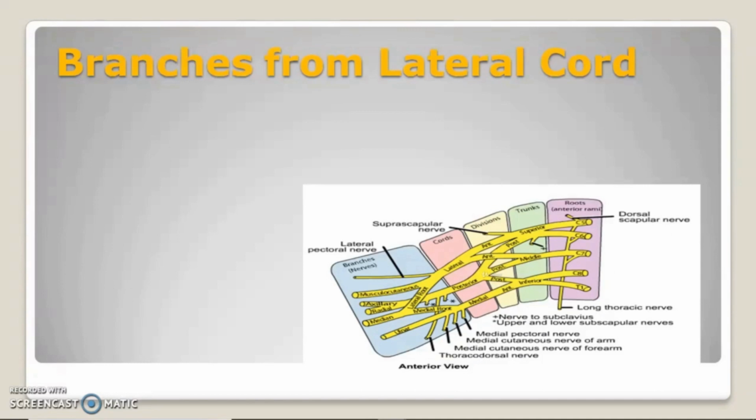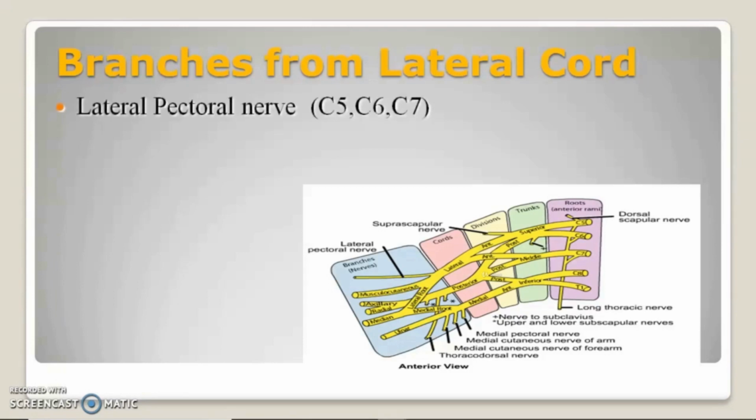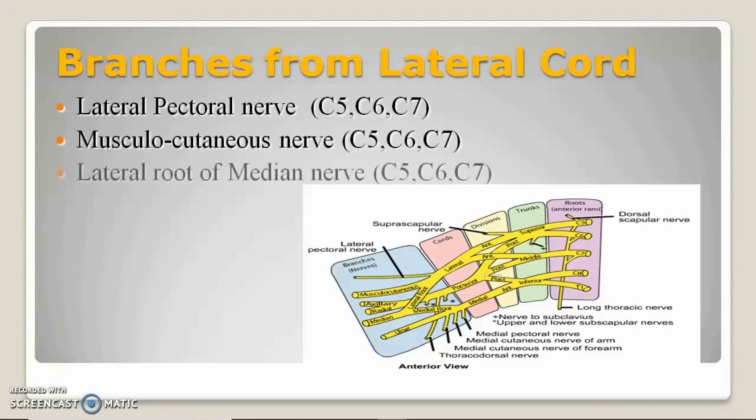Before moving on to those things, we will see branches from the cords. So we have 3 cords, right? That is lateral cord, medial cord and posterior cord. Now we are going to deal with branches coming from the lateral cord. You can make out the lateral cord in this picture. It is formed by the anterior division of upper trunk and anterior division of middle trunk. The branches are lateral pectoral nerve, musculocutaneous nerve, and then lateral root of median.